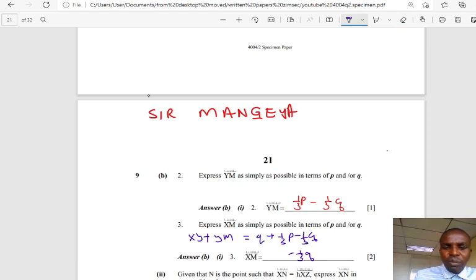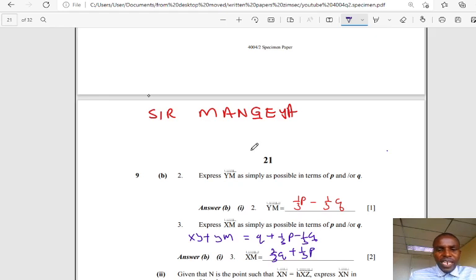So you collect like terms here. It will be q minus 1 over 3q. What do you get here? It is 2 over 3q plus 1 over 3p. So like that, that will be your vector xm.